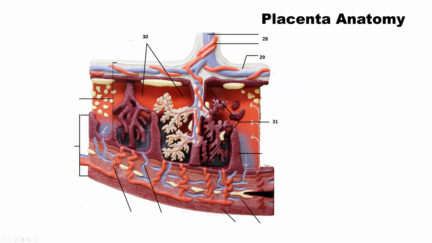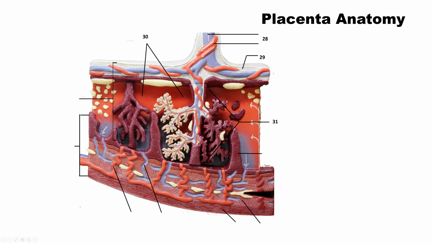Okay, and that brings us to this placenta model. The parts on there that you have to recognize: 28 is your umbilical arteries and veins. I'm not really going to make you differentiate them. 29, what was that structure called? Chorionic plate. And 31 would be what?